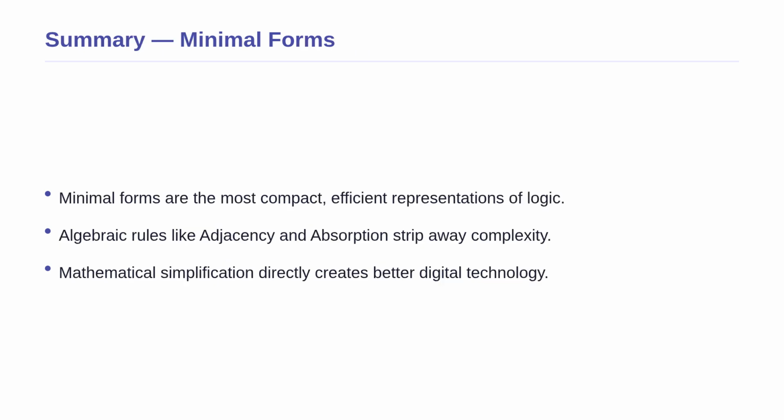Let us review our key takeaways. The minimal form of a Boolean polynomial is its most compact, efficient representation that preserves the exact same logical truth. By applying algebraic rules like the adjacency theorem and the absorption law, we can factor out redundancies and strip away unnecessary complexity. Ultimately, this mathematical simplification directly translates to building better, faster, and cheaper digital technology in the real world. You now have the tools to look at a chaotic set of logical rules and distill them down to their purest essence.